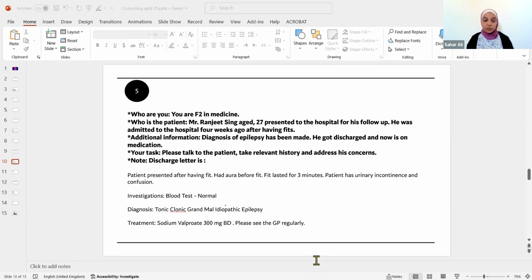Data gathering, it was organized, relevant. The only thing that you missed in history taking is asking about the home condition and who he lives with. If he lives alone, and the home condition, this is part of your safety.